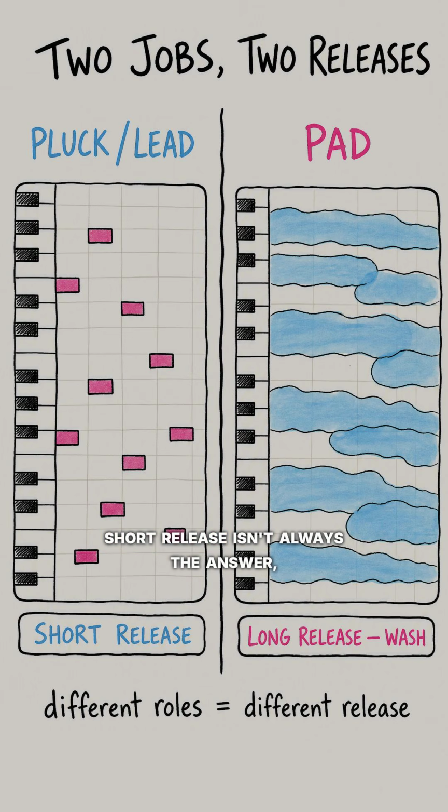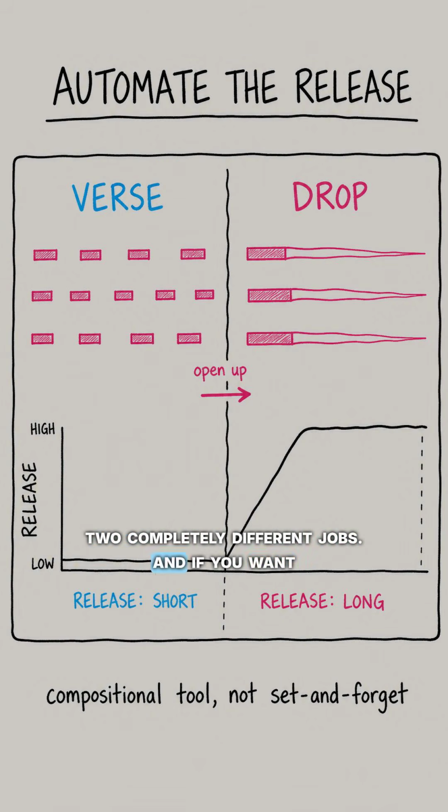Short release isn't always the answer, though. A pad that's supposed to wash across a section needs a long tail. That's the point. Two completely different jobs. And if you want a synth line to be tight and choppy through the verse and then open up in the drop, automate the release. Keep it short where the rhythm needs to be precise, let it spread at the moments where you want that wash. The release time becomes a compositional tool instead of a set and forget parameter.